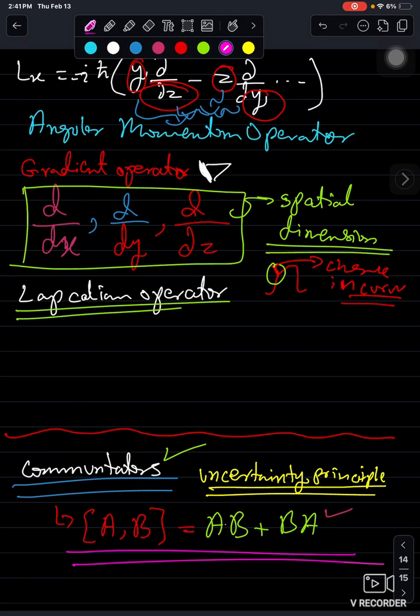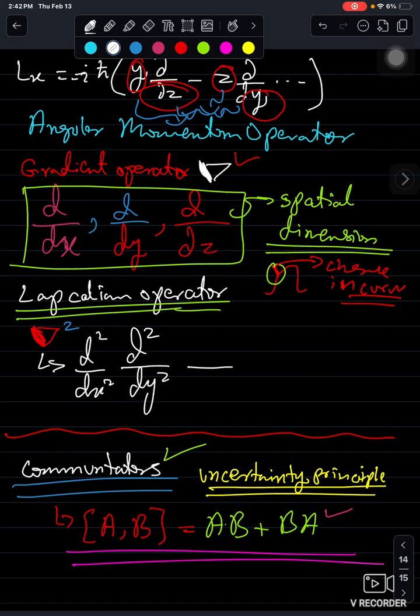Okay. Now here, same thing. The Laplacian operator. The thing is that it's the second order of the first operator. By second order, we all know about the derivative, so it's the same thing, and it's written the same way: d squared over dx squared, d squared over dy squared, and d squared over dz squared.